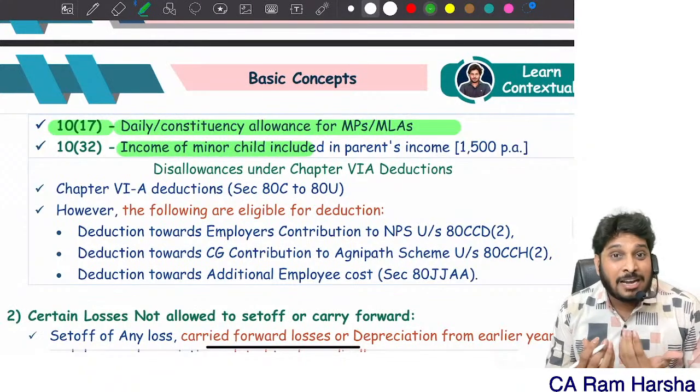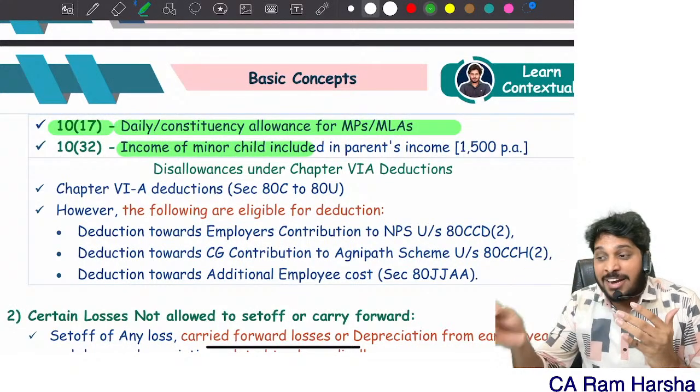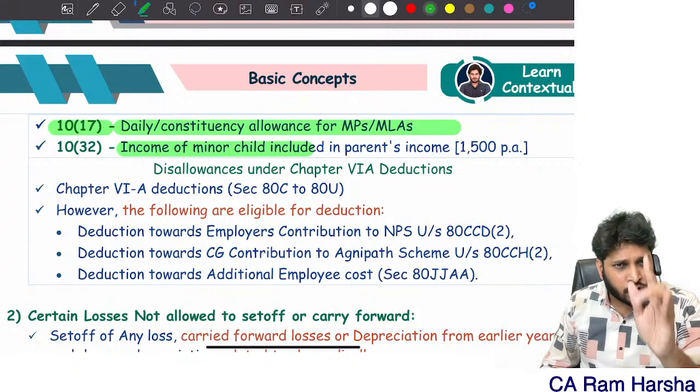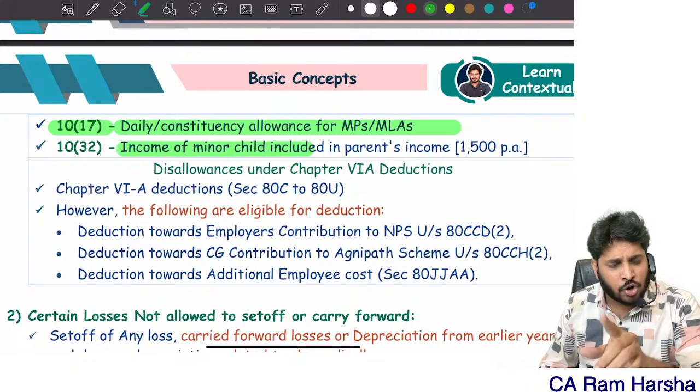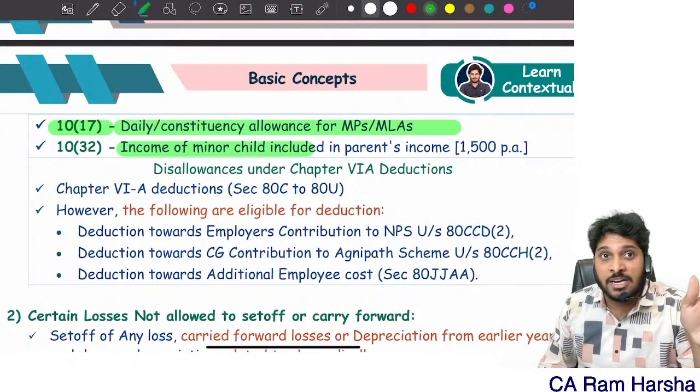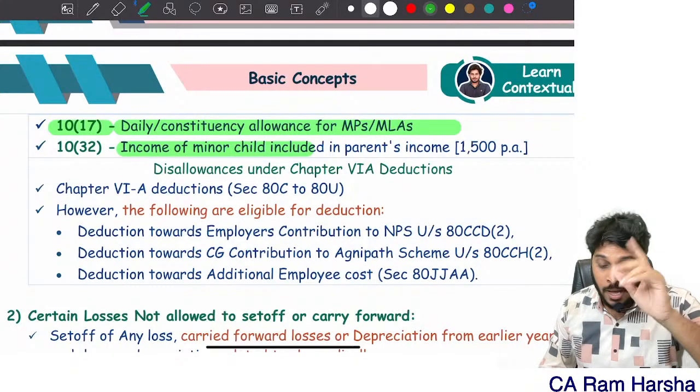And there is a clubbing related provision, right? When minor income is clubbed in the hands of the parents, yes or no? Under 64 clause 1A, or you can call it subsection 1A, it is clubbed in the hands of the parent whose income is higher, right? Yes or no? Yeah.